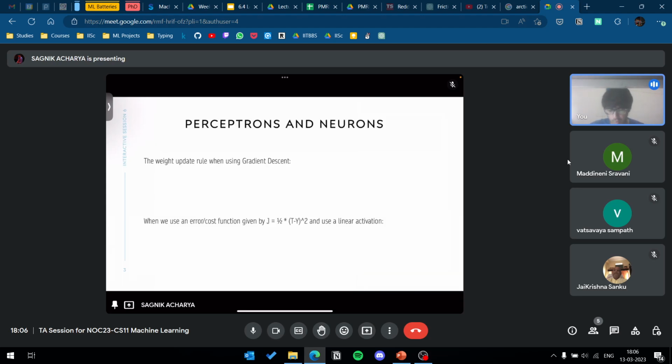Right. Before I get started on solving the problem, I just want to ask you a few questions. The first question is: what is the weight update rule when we are using gradient descent? For a perceptron, what is the weight update rule which we are using?